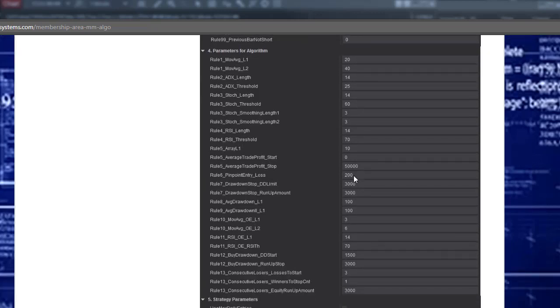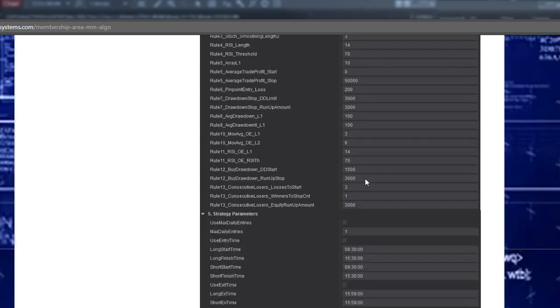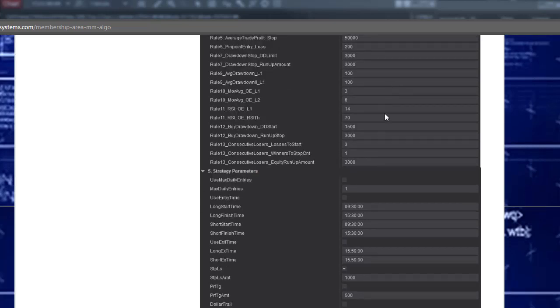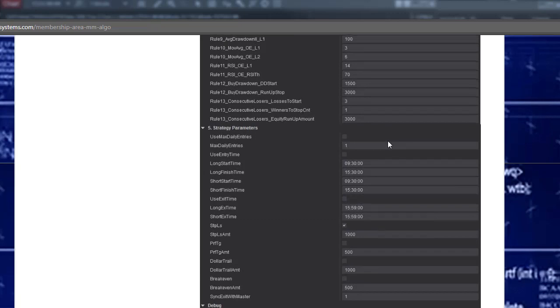It's a 1,000 euro stop loss, and so we're waiting for a little bit of an adverse excursion move, and we're also waiting for the closed trade equity curve to go into a 1,500 euro drawdown, in which case we stop trading on a 3,000 euro run up and then wait for another 1,500 euro drawdown. So we're buying the drawdowns and selling the run ups basically in this money management algorithm.